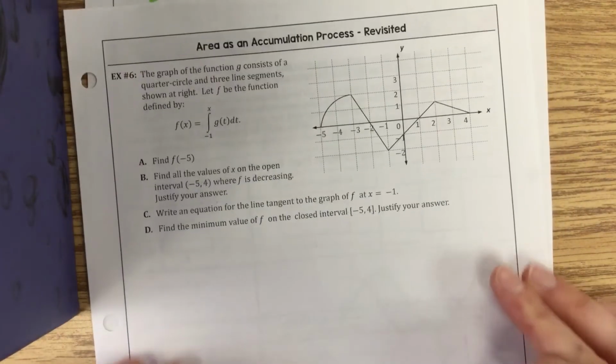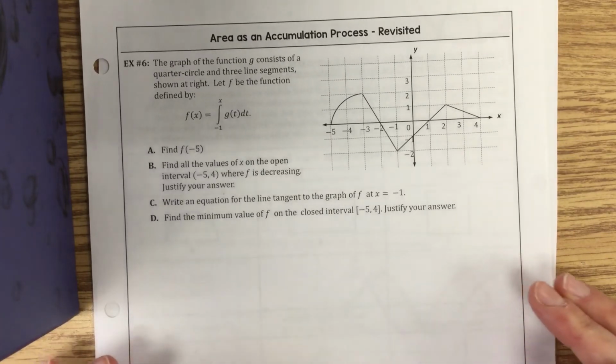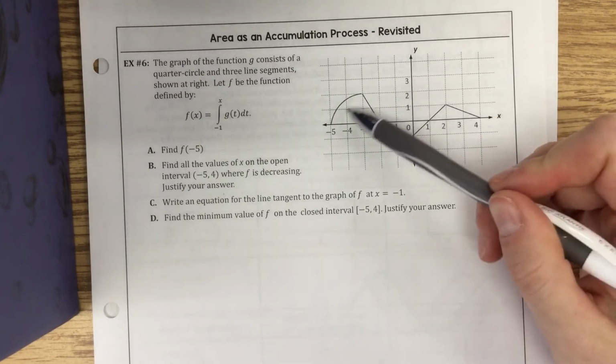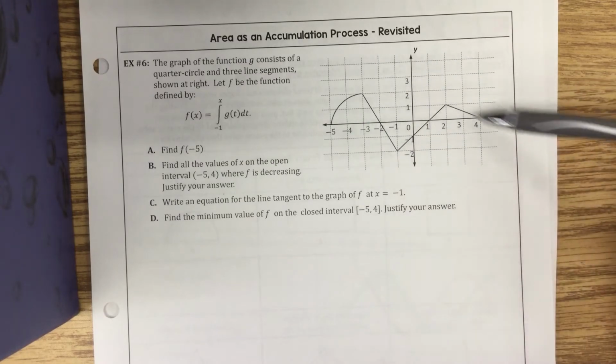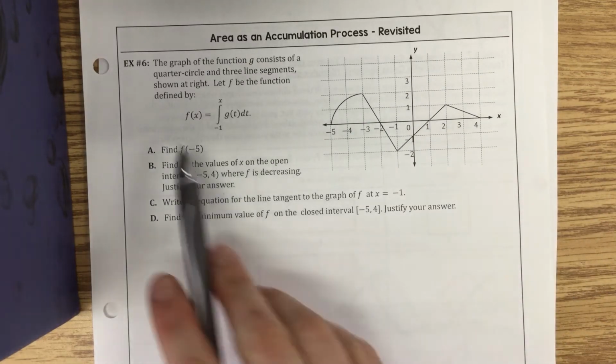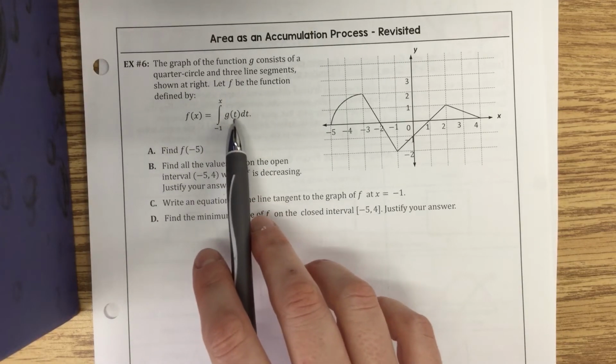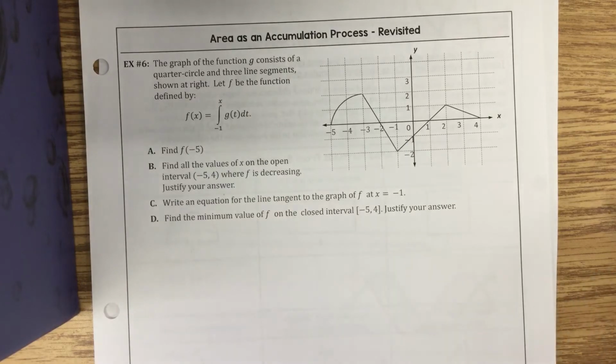Make sure it's showing up in your screen. There we are. We're going back to area as an accumulation process, revisiting that idea. The graph of the function g consists of a quarter circle, you can see that here, and 3 line segments shown at the right. Let f be the function defined by f of x equals the integral from -1 to x of g of t dt.